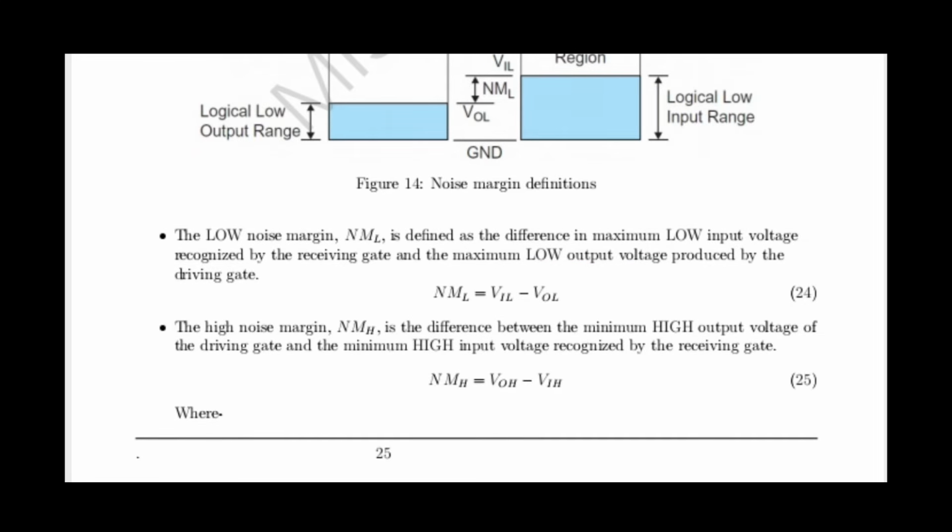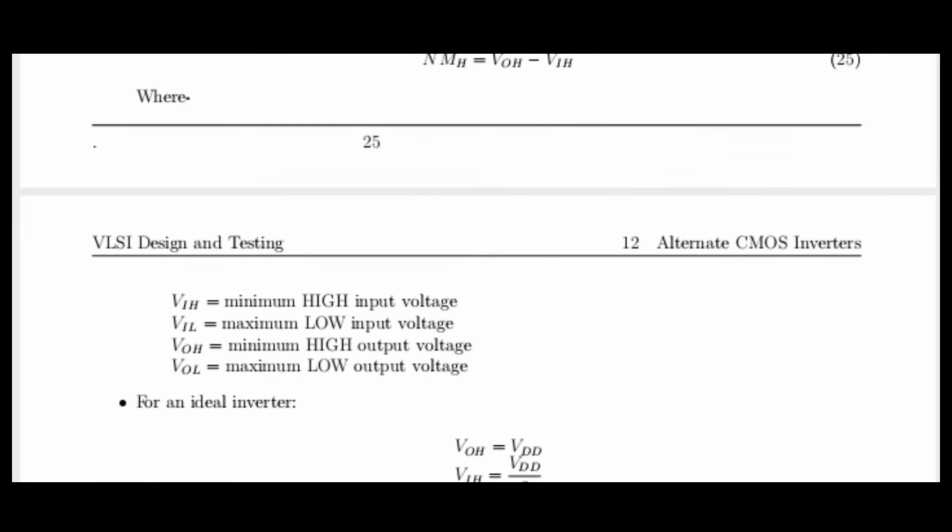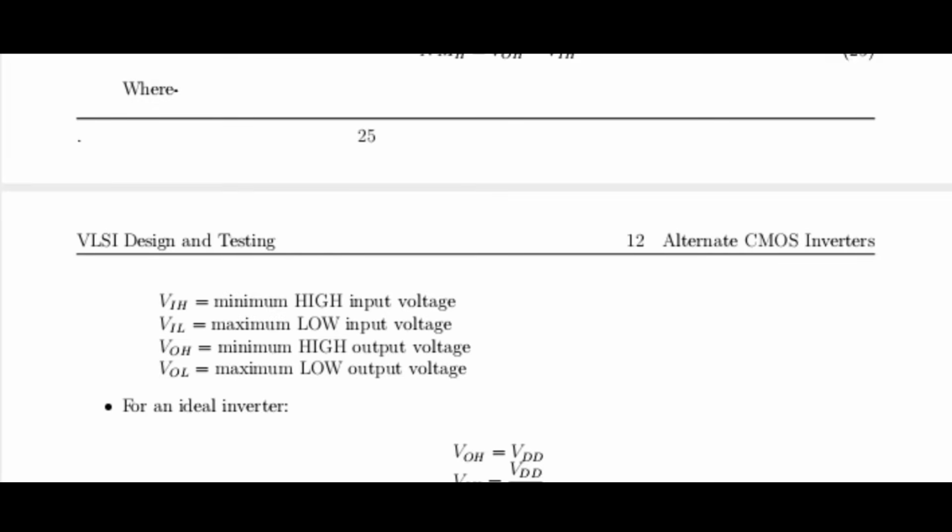Next, the high noise margin, NMH. It is the difference between the minimum high output voltage of the driving gate and the minimum high input voltage recognized by the receiving gate. NMH equals VOH minus VIH. Minimum high output voltage minus minimum high input voltage. So these are the short forms and their full forms.